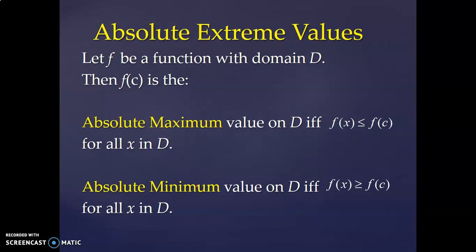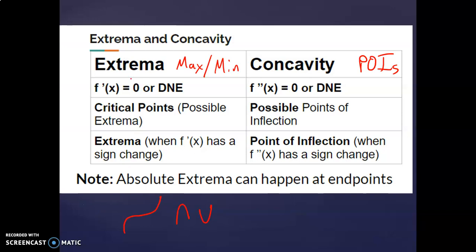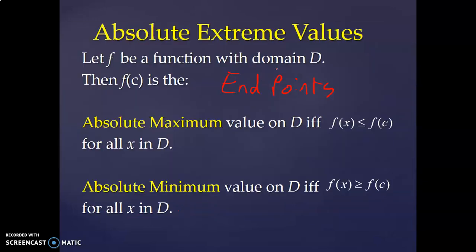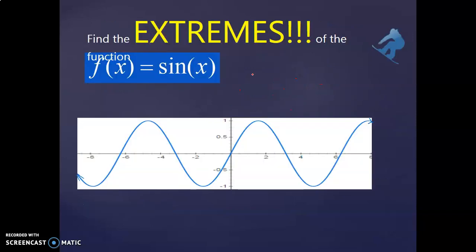It's the absolute lowest. Make sure that you check endpoints in addition to these places where you might have a local max or a min. So make sure you check the endpoints. That's the other possibility for absolute maxes and mins. So it's at the endpoints or where the local maxes and mins are.